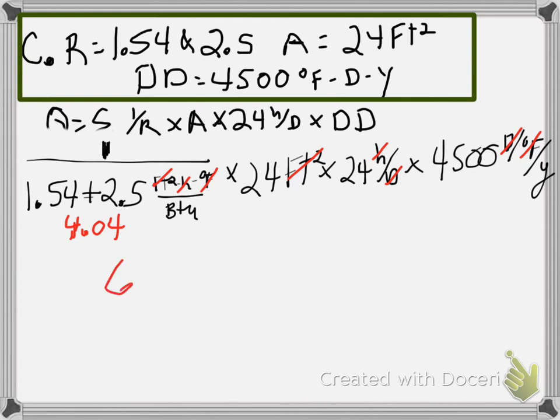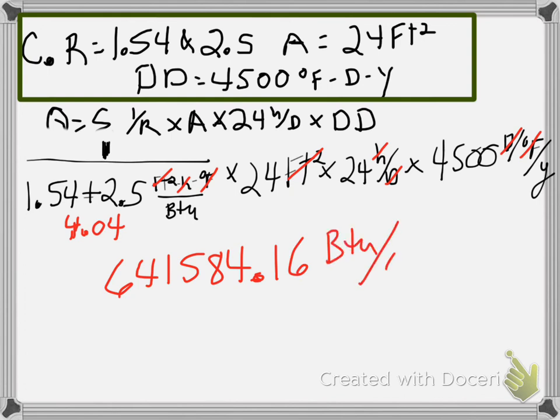And when I plug everything in, I get 4, 6, 1, 5, 8, 4, and that is 0.1, and it's 1.5. I'm going to round up to 6. And that's BTUs for the year. So that's my loss. I look like a G, not a Y, I'm sorry, year on there.